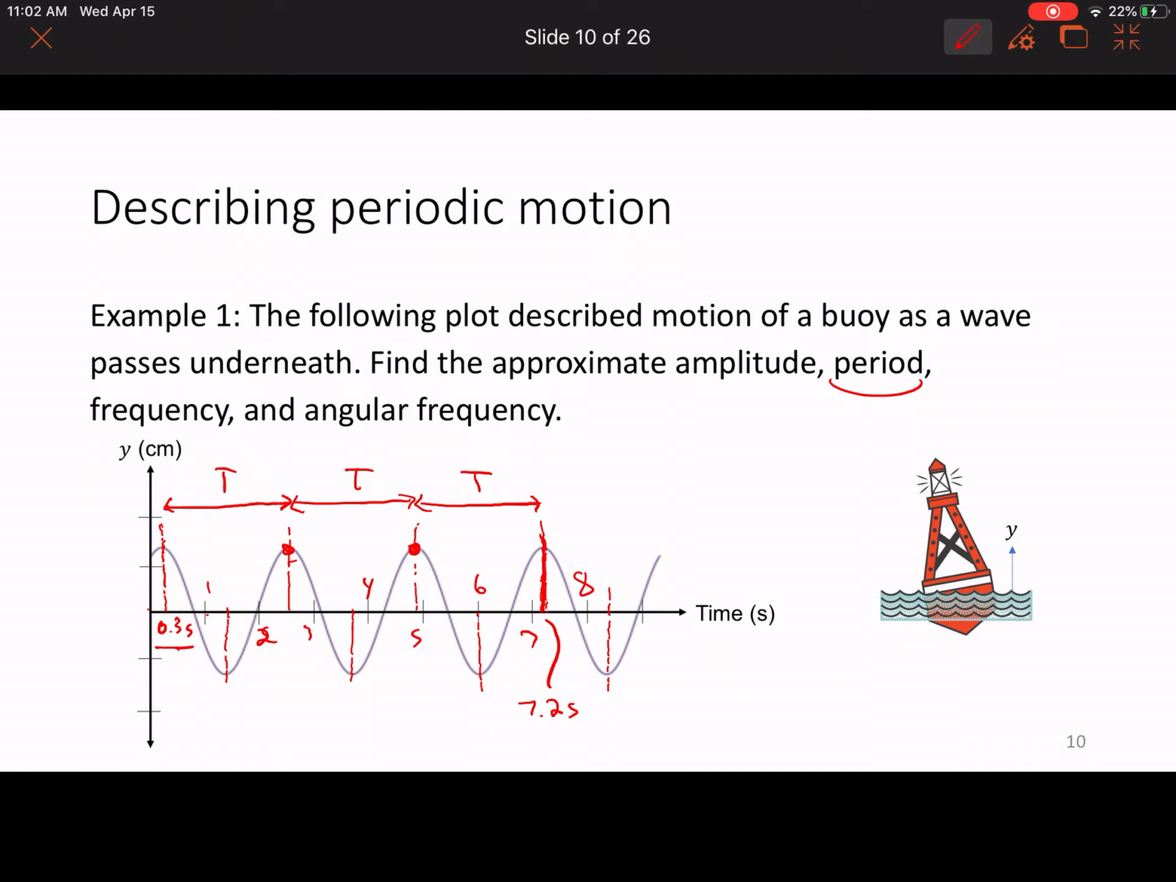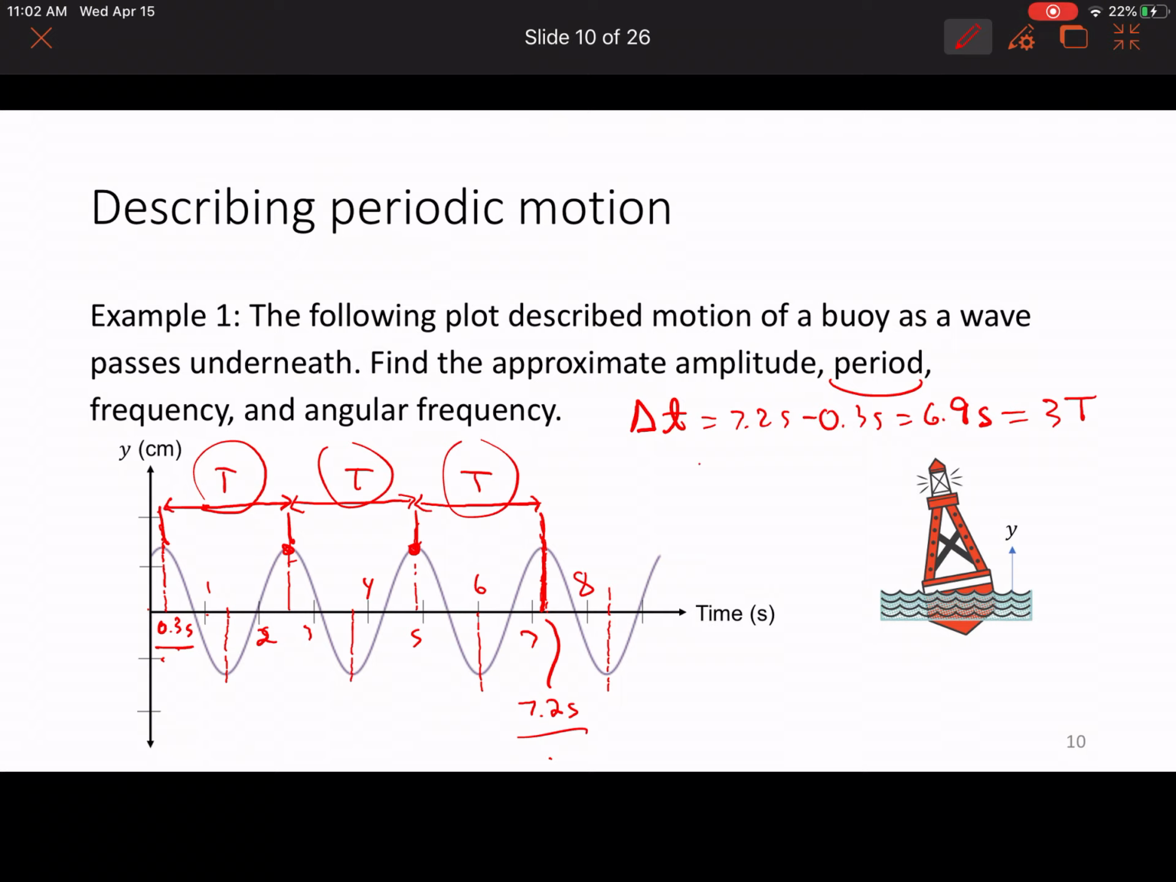Okay, so it goes from 0.3 seconds to 7.2 seconds. That means the amount of time elapsed between the starting and the ending, 0.3 and 7.2, is 7.2 seconds minus 0.3 seconds, or 6.9 seconds. And now, if I want to figure out the period, what I'll notice is that that's just 3 times the period. Notice that there are 1, 2, 3 times the period within that period of time. So T is 6.9 seconds over 3, which is just 2.3 seconds.